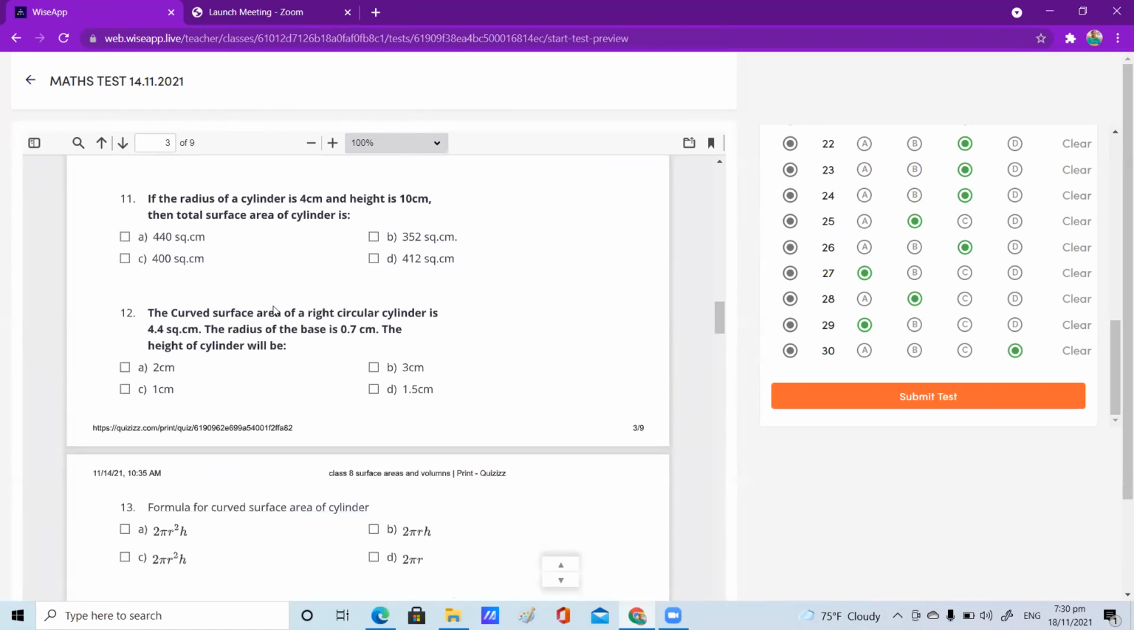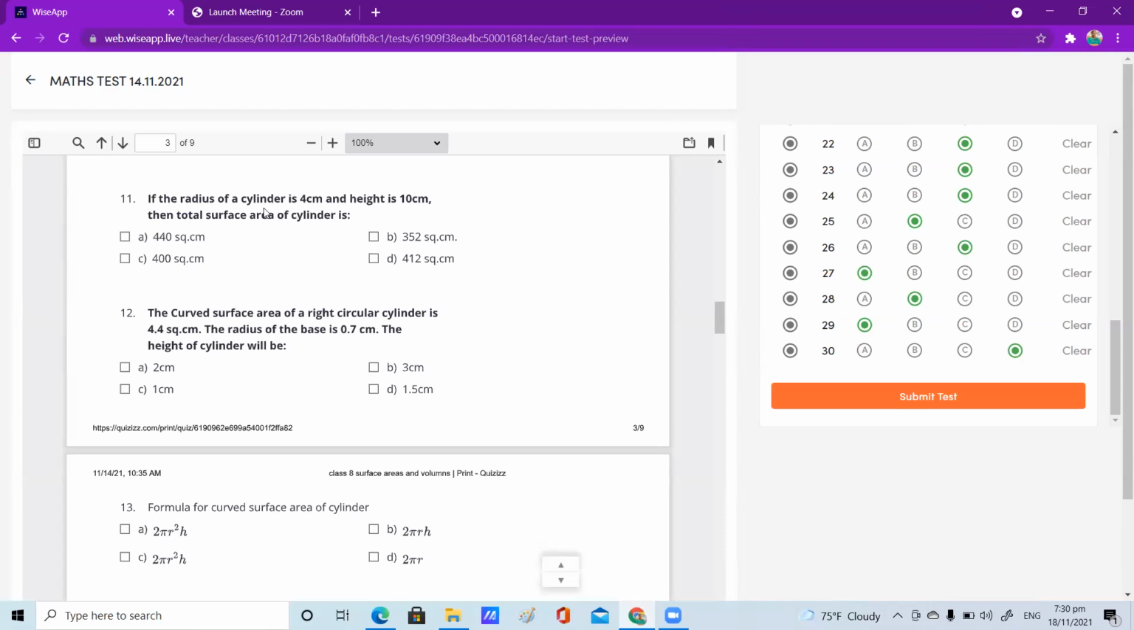54 square centimeters, right. Next, if the radius of a cylinder is given, children, and the height of the cylinder is given, you need to find the TSA of the cylinder. We know that it is 2 pi r into r plus h. TSA of cylinder is nothing but 2 pi r into r plus h. Pi value, you know, 22 by 7. R value is given as 4 centimeters. H value is given as 10 centimeters. You just substitute in the formula, children. You only need to remember the formulas here.